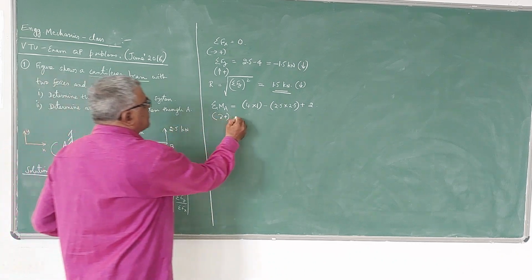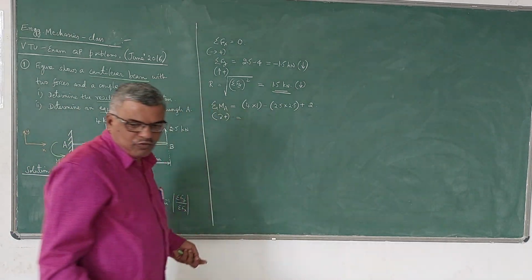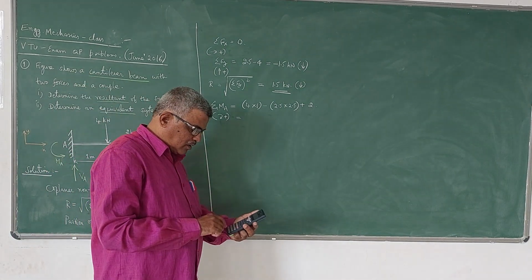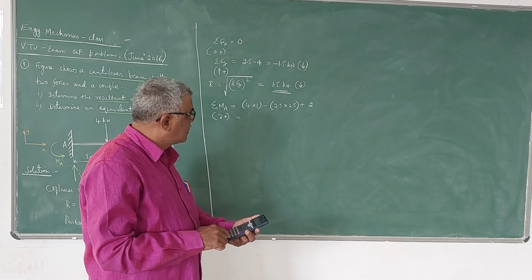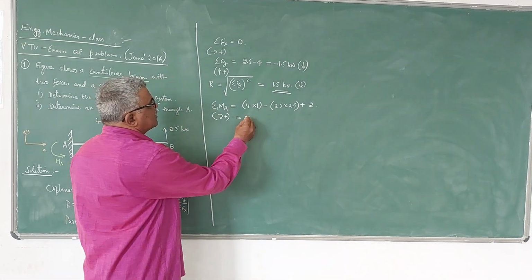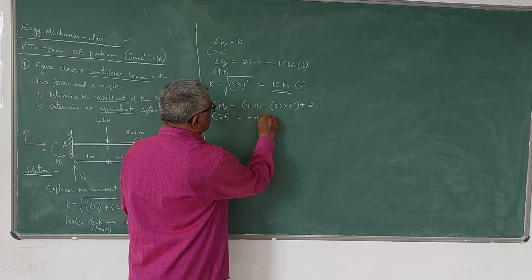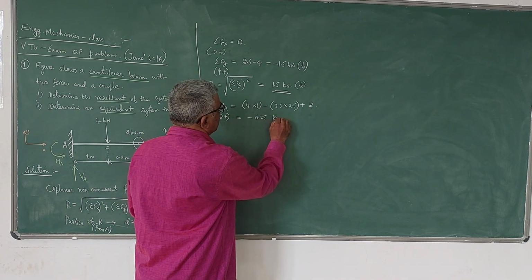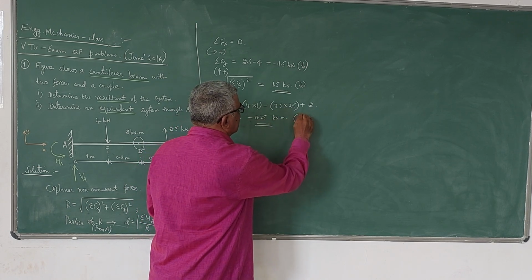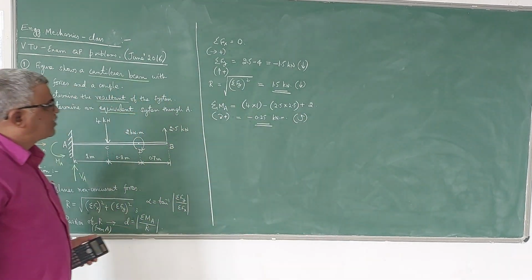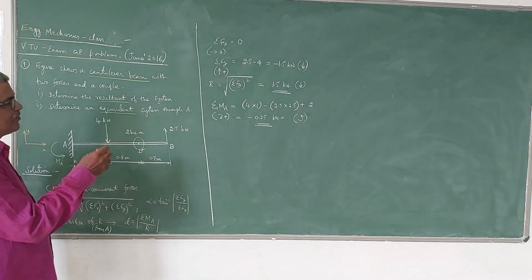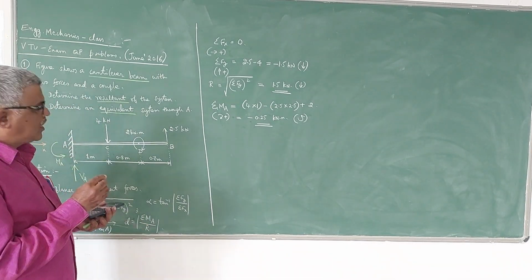So now if you simplify this, it is 4 minus 2.5 into 2.5, or 2.5 square, plus 2. So it comes out to be minus 0.25 kilonewton meter. Because it is a moment, this minus indicates that it is anti-clockwise, because I have taken clockwise as positive. Now I want the distance of this from the point A. Now I will calculate the distance.